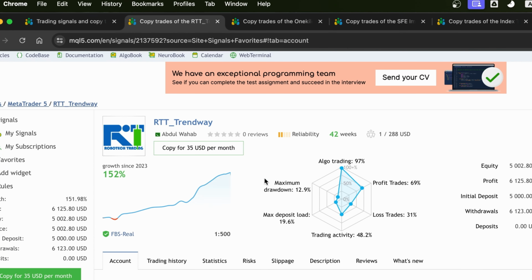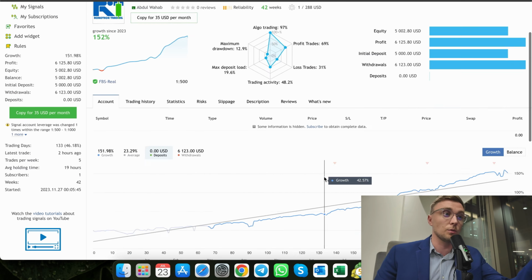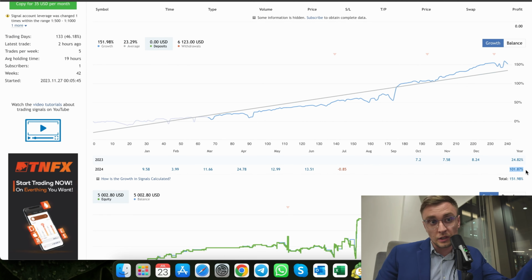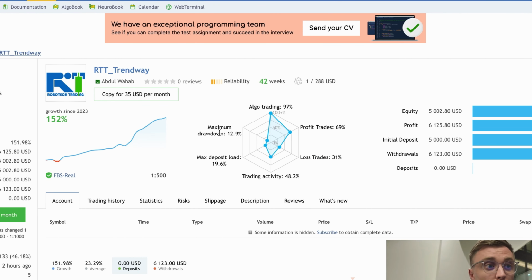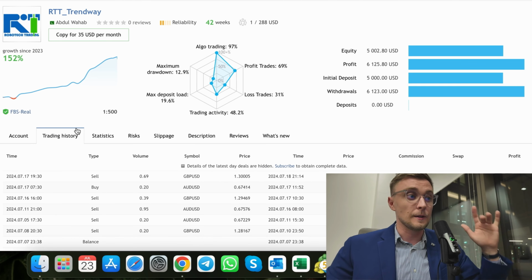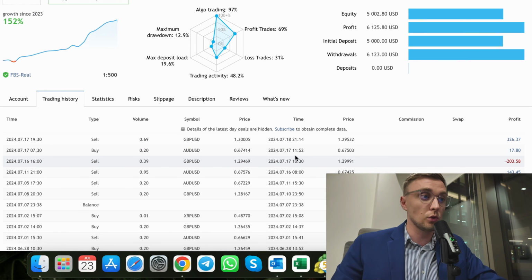Number 1, this is RTT Trendway. This signal provider started trading, or streaming their signals, in the second part of 2023. It's almost 1 year. This year he has already generated 100% profit, maximum drawdown just 12%, profit rate 69. What I'm doing next, I check that everything is fine, then I check how it looks on the chart, how its trades look on the chart.